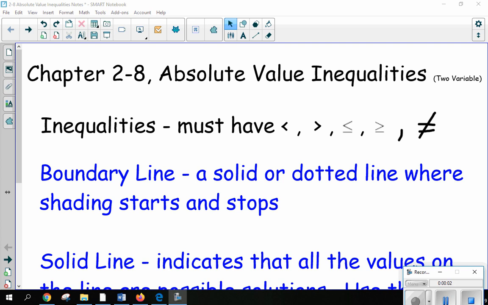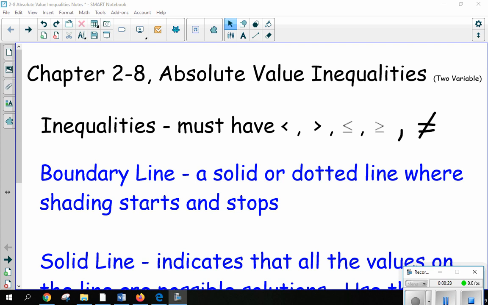All right, the next section, Chapter 2, Section 8, we're doing a lot of the same stuff. We're still graphing absolute values, but instead of graphing equations, we're now going to graph inequalities. If you remember, we've graphed inequalities before, but they were in 1 dimension, meaning there was only 1 variable and not 2. Now we're graphing inequalities with 2 variables, and they're going to be absolute value inequalities.